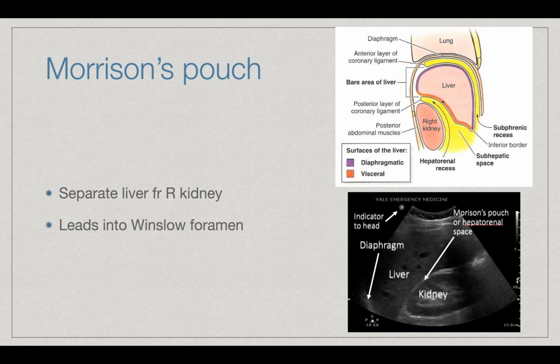Morrison's pouch is going to separate the liver from the right kidney, and it leads into the foramen of Winslow. So this is more like a clinical landmark. You can see here's Morrison's pouch, here's the kidney, and you can follow it to the liver.